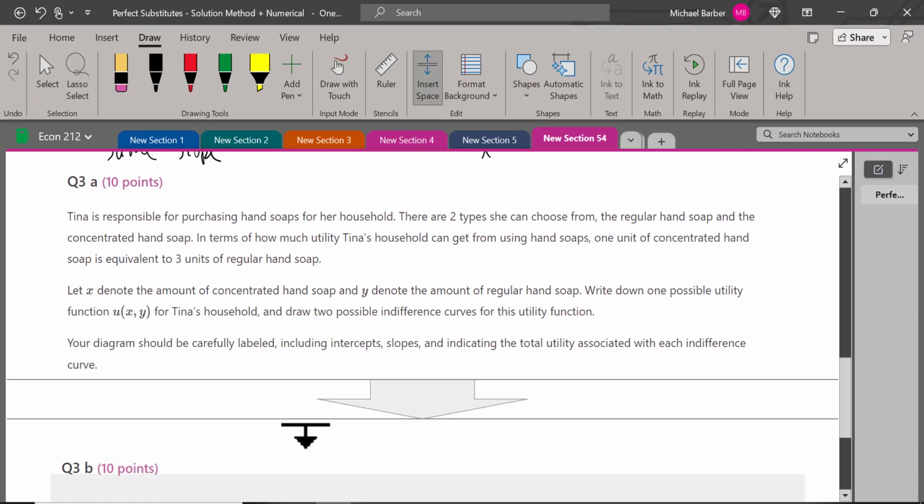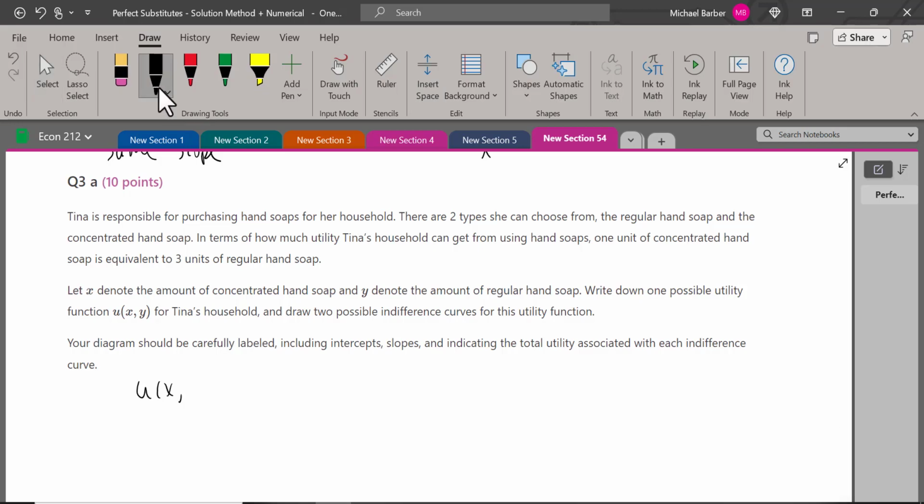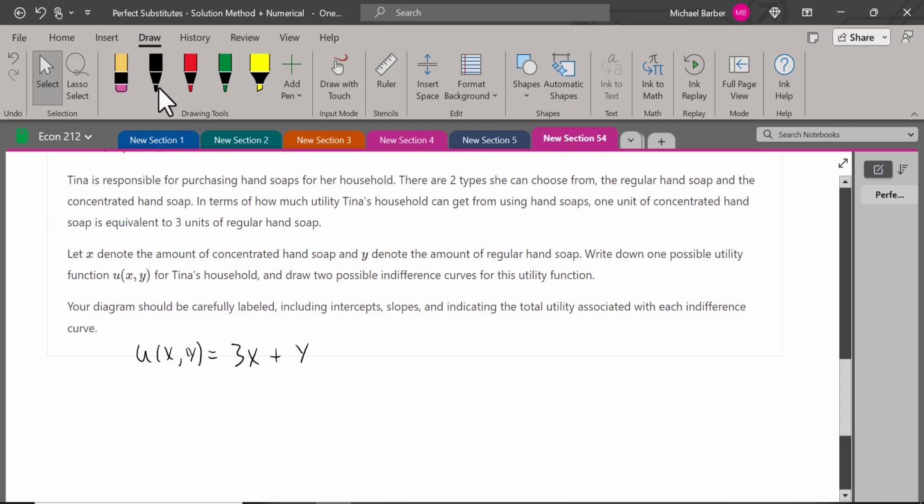Okay. So what the question is basically telling us is 2 kinds of soap. X is concentrated, Y is regular soap. And she gets 3 times the amount of utility from concentrated than regular soap. One possible utility function would be 3x plus y. Obviously, it could be x plus 1/3 y, which would be the same thing. There are different ways of expressing the same utility function, and that's not going to change the answer. Okay, so here's her preferences, or her utility function, I should say.